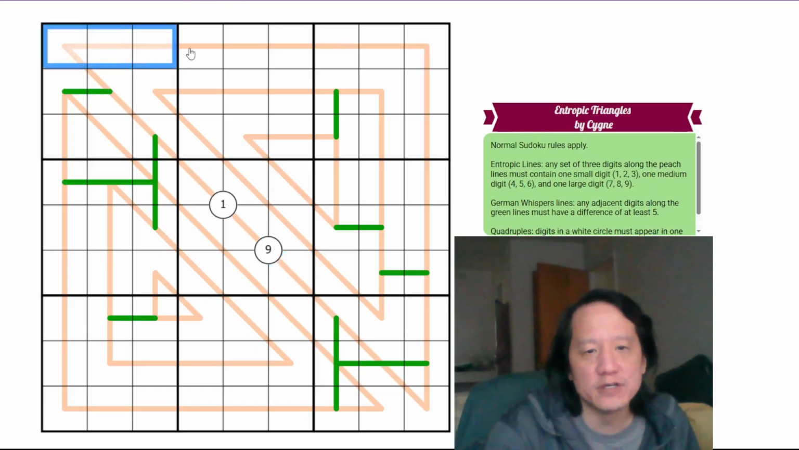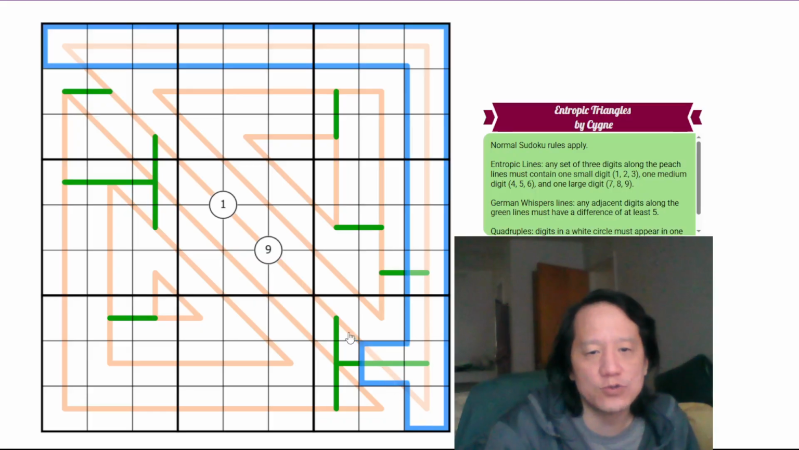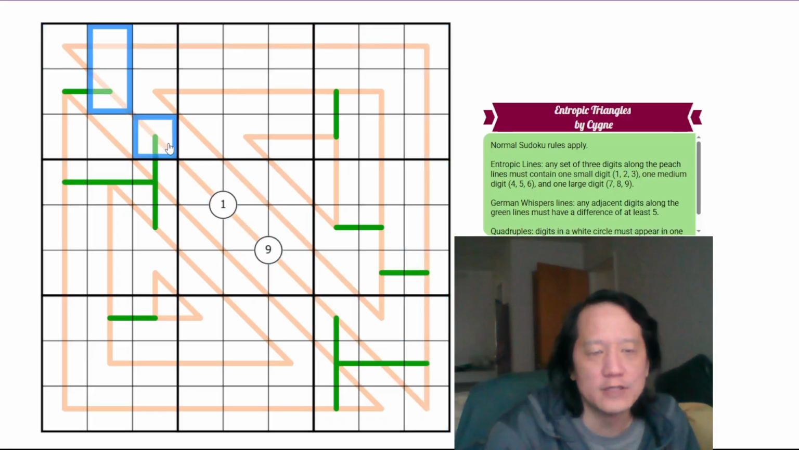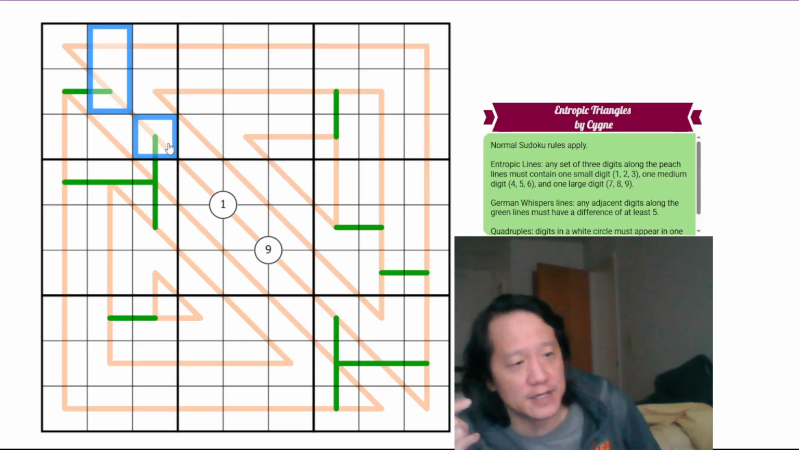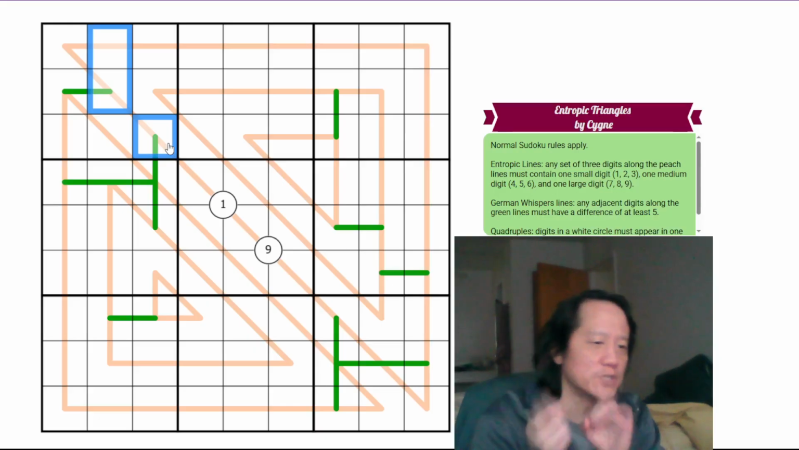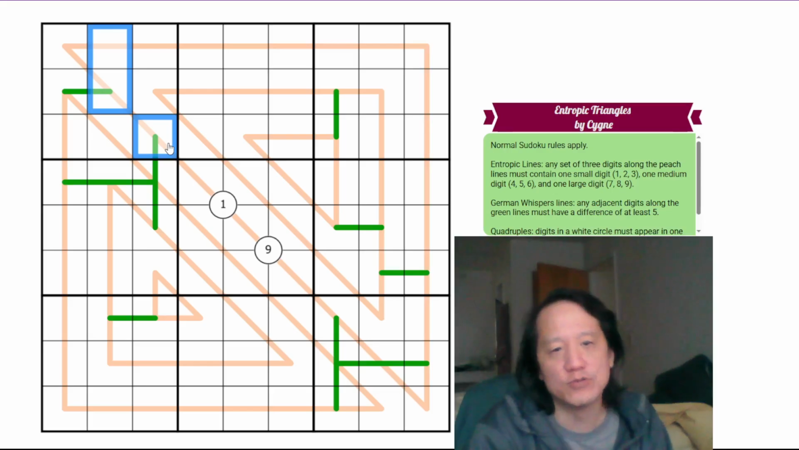I chose this because it was interesting; it demonstrates how entropic lines, or basically any line that has 3 sets which you alternate between, work.